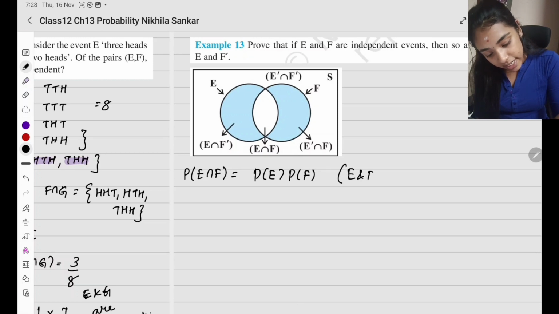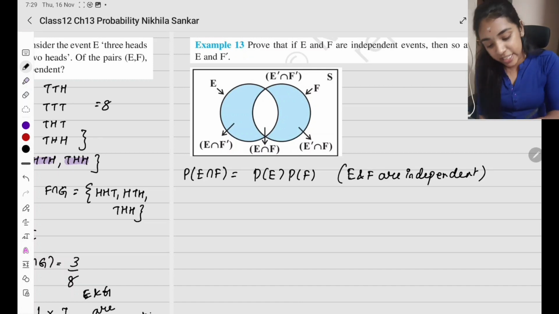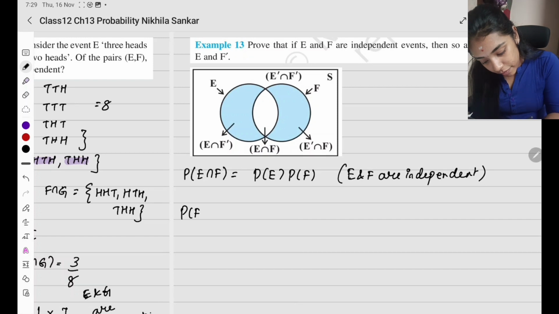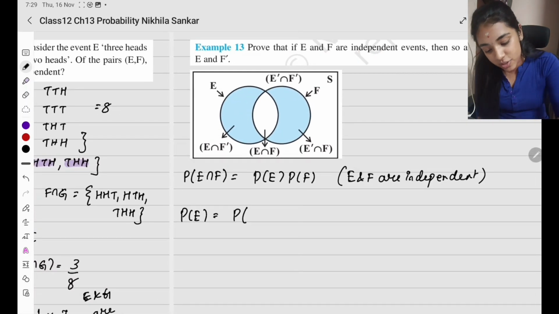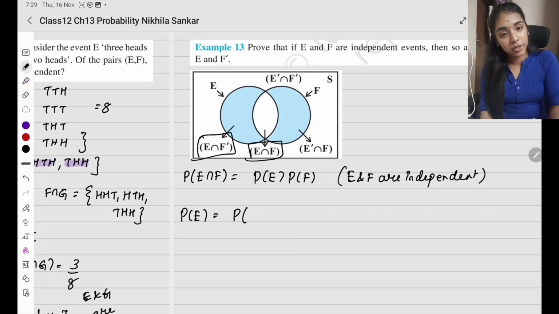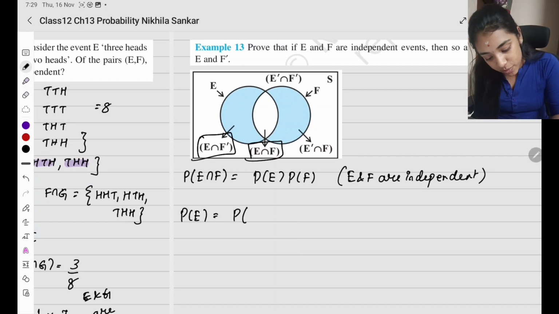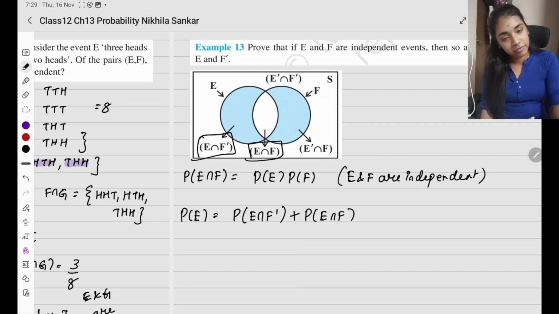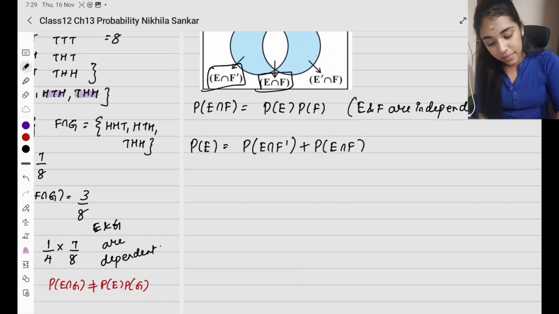This is because E and F are independent. Okay, so this is the reason. How can I write E? I can write probability of E as probability of what you see from the diagram. So this is going to be probability of E intersection F dash plus probability of E intersection F. Correct? So probability of E is going to be probability of E intersection F dash plus probability of E intersection F.